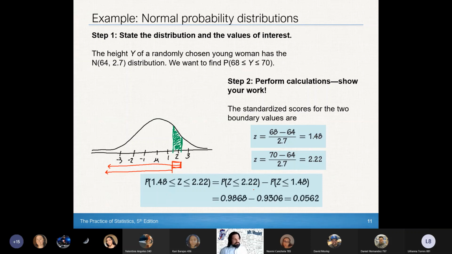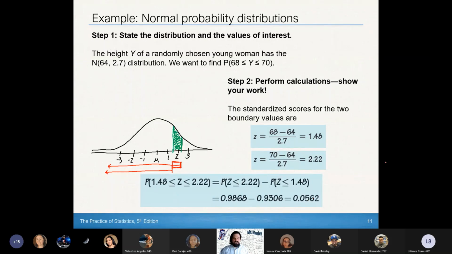So we get from table A the probability of z being less than or equal to 2.22. I went to table A, found 2.2 in the first left column, then found 0.02 in the top row, followed that to 0.9868. Same thing happened here, minus 0.9306. All right, and we get 0.0562. That essentially means that we have about a 5.6% chance of randomly selecting a young woman whose height is between 68 and 70 inches. If we just randomly pick someone, those are the chances that we pick someone between those heights.